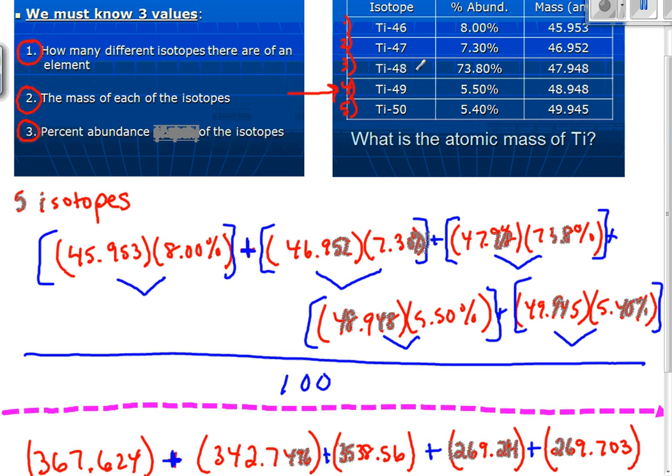And notice that third isotope is 73% abundant, so our final answer should be closest to this mass, which it actually is.